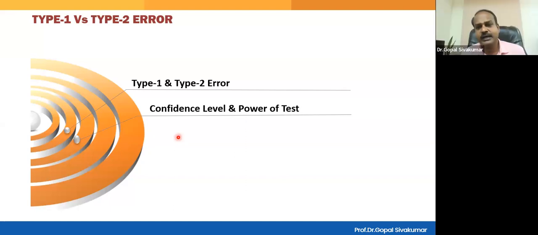Null hypothesis is false, but still I am ready to accept it. That is type 2. Whenever you do hypothesis testing, these errors will happen. You have to make sure the type 1 error is very, very sensitive, very, very important.